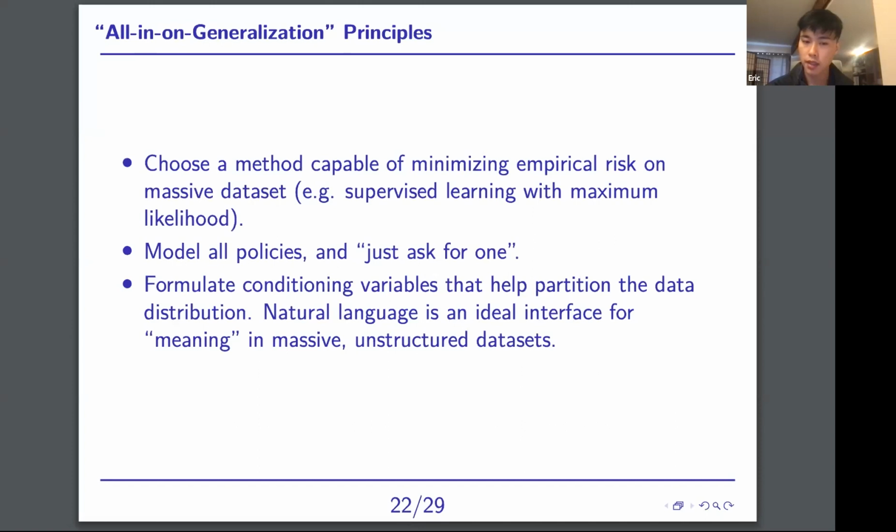Instead of modeling a single policy or trying to optimize a single policy to be the best one, maybe you just model everything and then you just ask the neural network to give you the best one. And this is leveraging generalization rather than optimization by construction. And finally, I think natural language is a good way to formulate the conditioning variables that help partition your data distribution. And I'll talk a little bit about why this is actually the best interface. But we've seen from past work that natural language is an ideal interface for capturing all sorts of meaning and outcomes in very unstructured data sets.